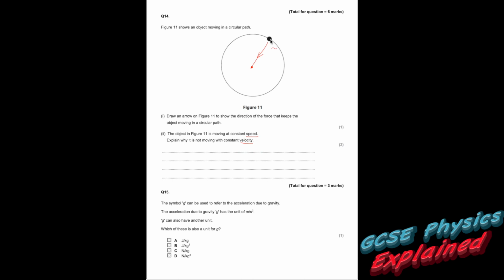Now, because this ball is constantly going in a circle, that means its direction is constantly changing. At the moment, you can see the direction's going that way. But if the ball was over here, then the direction will be going that way.